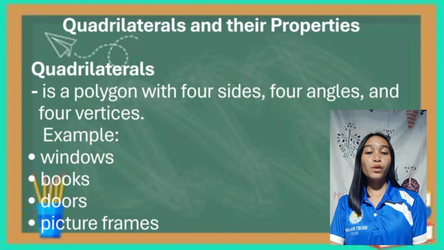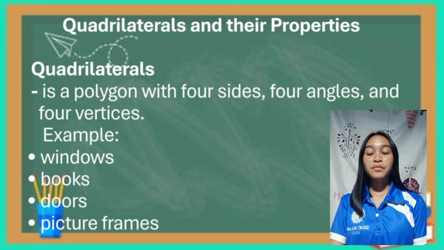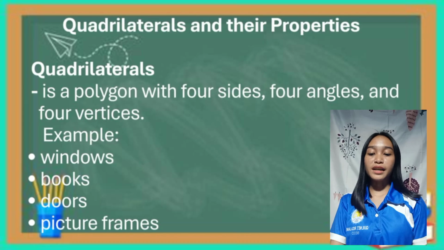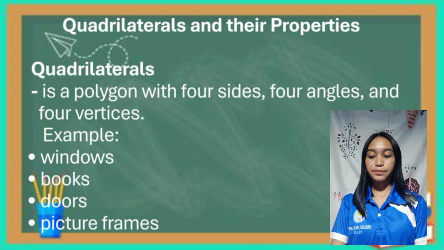Let us proceed to quadrilaterals and their properties. A quadrilateral is a polygon with 4 sides, 4 angles, and 4 vertices. The sum of the interior angles of a quadrilateral is 360 degrees. Quadrilaterals are commonly found in everyday objects and structures. For example, windows, books, doors, and picture frames are usually quadrilateral in shape.